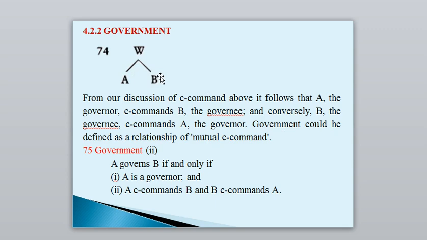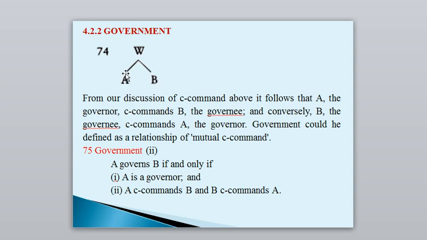From our discussion of c-command above, it follows that A, the governor, c-commands B, the governee, and conversely, B c-commands A. So you see here, there is a kind of mutual c-command. They are sisters of each other. Neither A dominates B nor B dominates A.